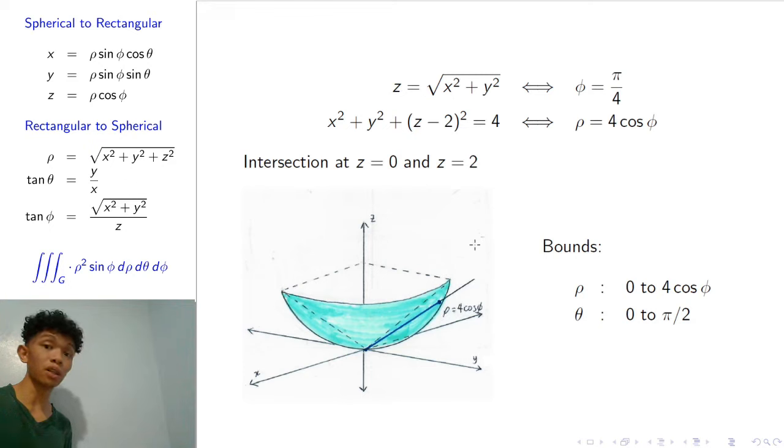Now for your phi bounds, notice that for the initial values of phi, there is actually no portion of your solid G covered. The initial value of phi that will be covered will actually be the one corresponding to this cone, which is given again by phi equal to pi over 4. And to cover the entirety of your spherical boundary surface, we must run phi from pi over 4 up until pi over 2, which represents the xy plane. So you'll have here your phi bounds from pi over 4 to pi over 2.